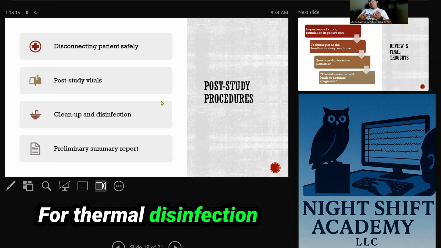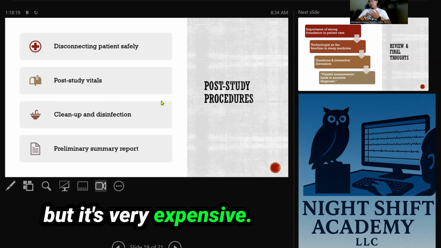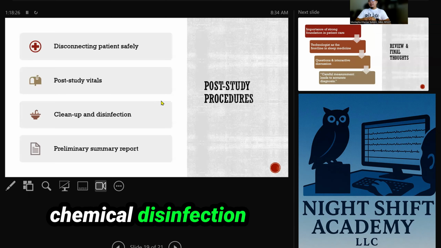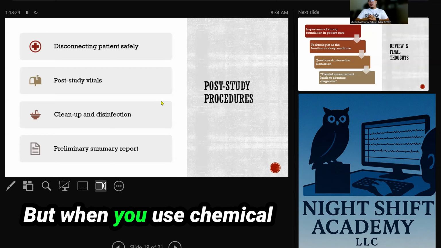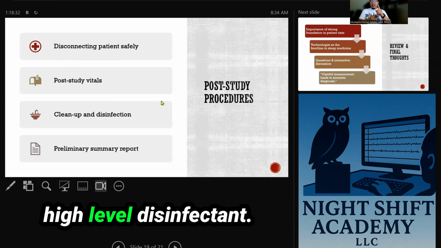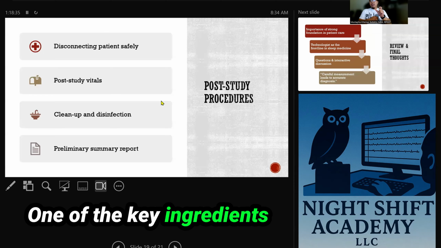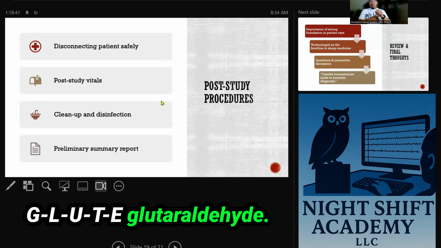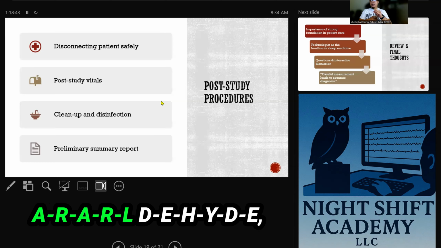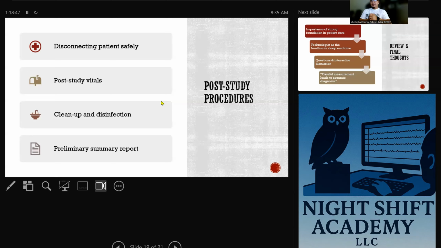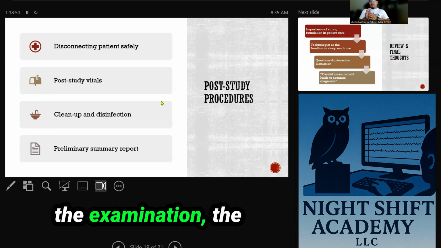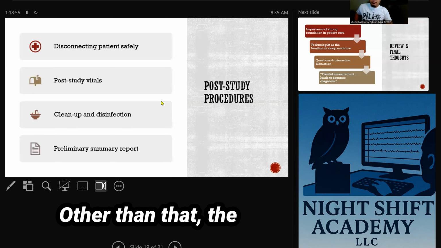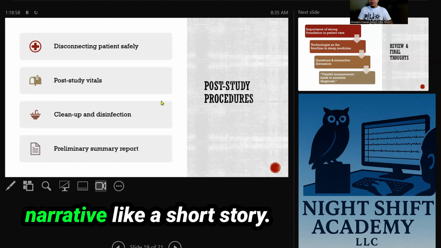For thermal disinfection, you can also use STERRAD, which is a machine, but it's very expensive. And then, of course, the most common is chemical disinfection because it's the cheapest. But when you use chemical disinfection, you have to use high-level disinfectant. One of the key ingredients is called glutaraldehyde, G-L-U-T-A-R-A-L-D-E-H-Y-D-E. And that's also a test question for those taking the examination, the RPSGT exam. You have to remember that chemical. Other than that, for the summary, I usually type a narrative, like a short story.